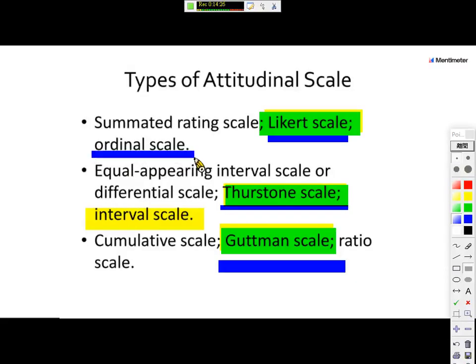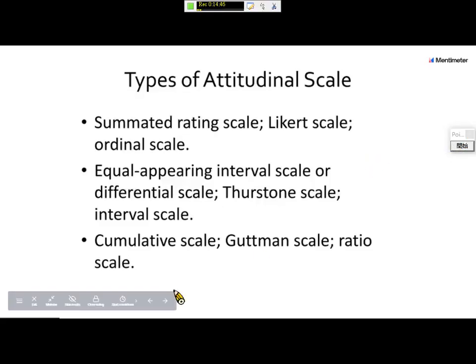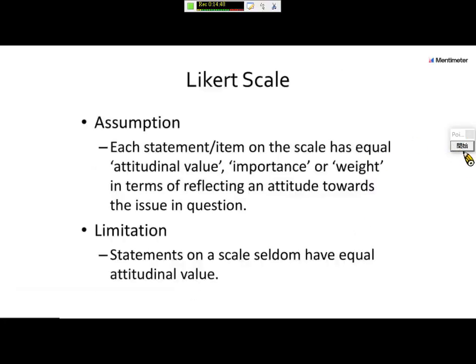Likert is ordinal, just by ranking. And Thurstone emphasizes the interval, so it is an interval scale. And the Gutman scale has a true zero, so it is a ratio scale. Okay, so far. So let's go forward with these 3 one by one. So let's see the first one, Likert scale.